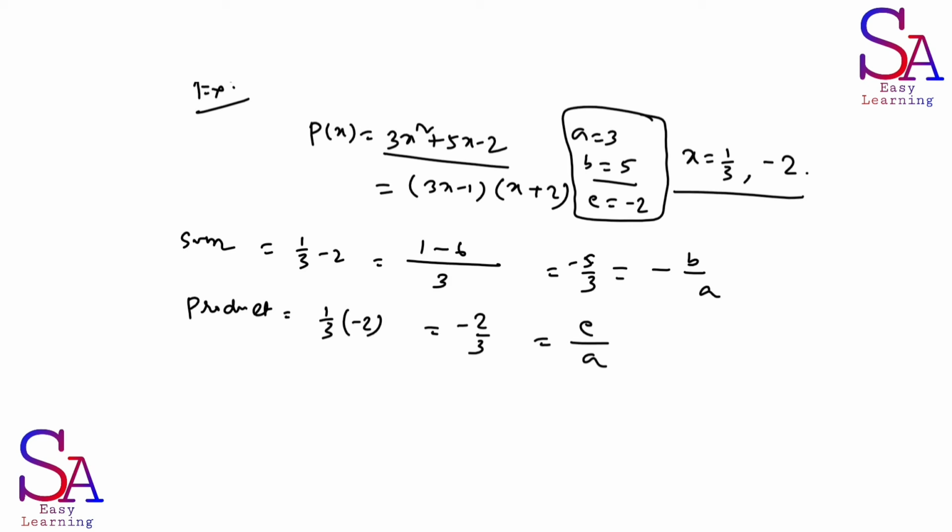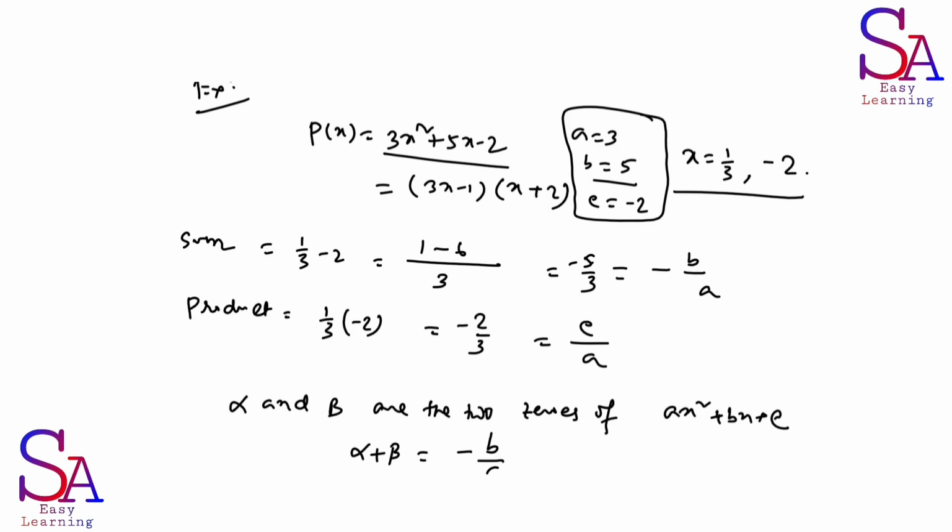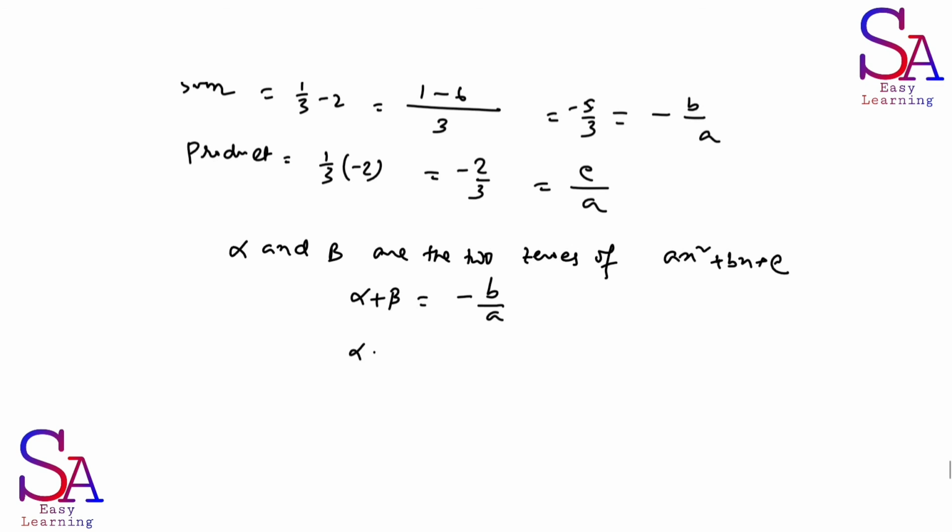So in general, if alpha and beta are the two roots or two zeros of a quadratic polynomial ax square plus bx plus c, then the relationship between the zeros and the coefficients of the polynomial is: alpha plus beta, the sum of the zeros, equals minus b by a, and the product of the zeros, alpha beta, equals c by a. Here b is the coefficient of x, a is the coefficient of x squared, and c is the constant term. These are very important relationships.